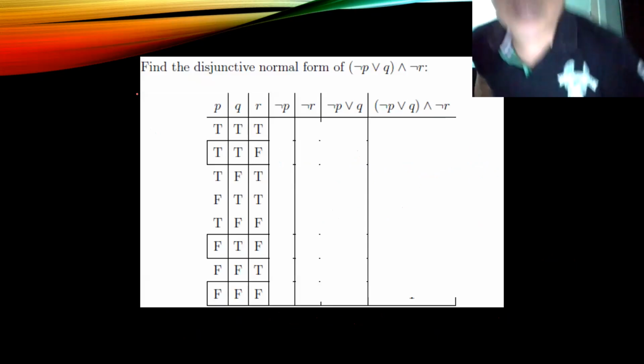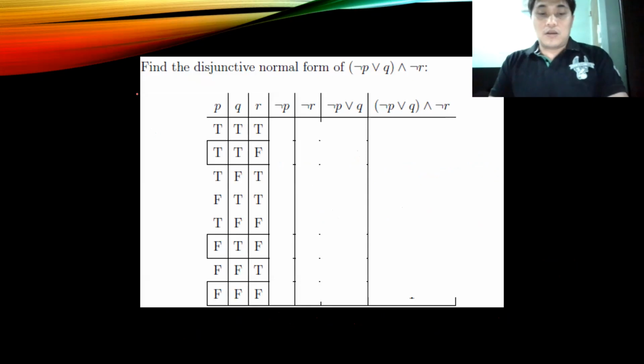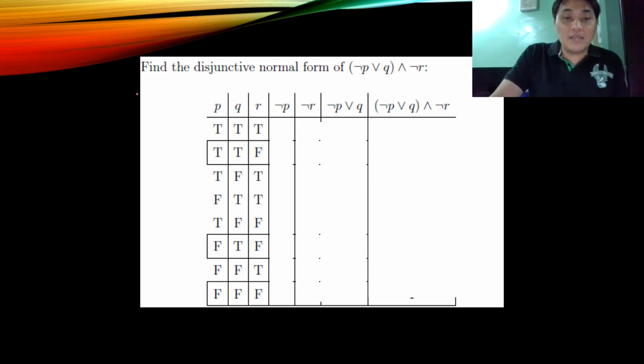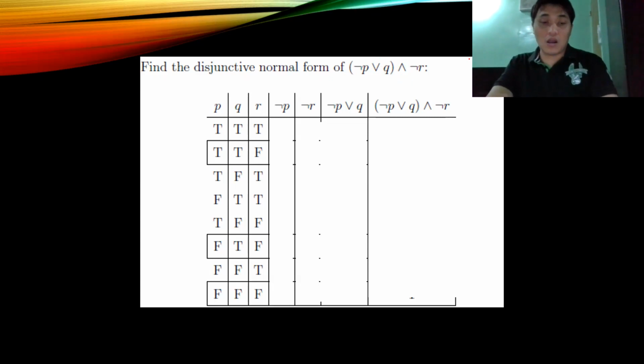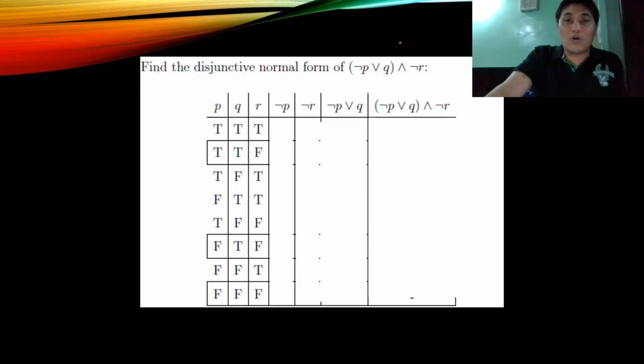So here is our last example. Find the disjunctive normal form of the negation of P logically or Q, in parentheses, logically and the negation of R. So let us find the disjunctive normal form of this equation.